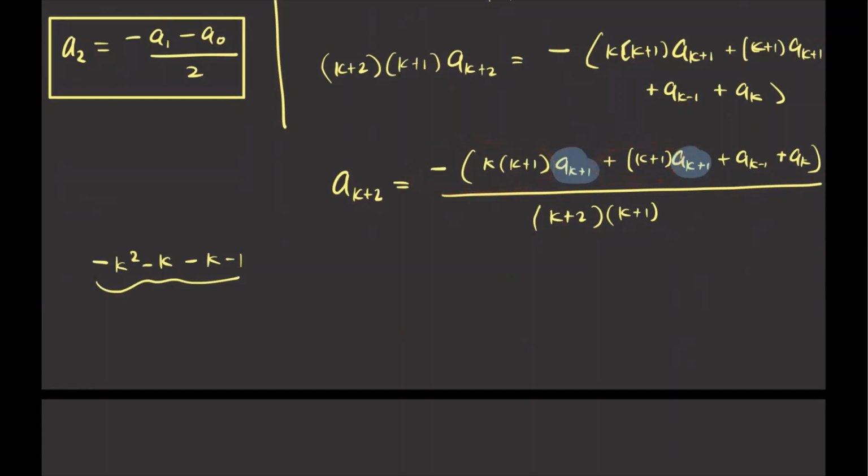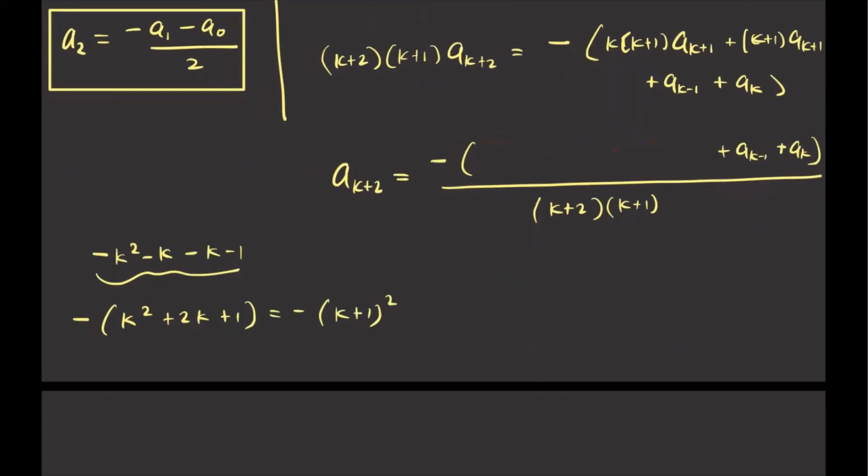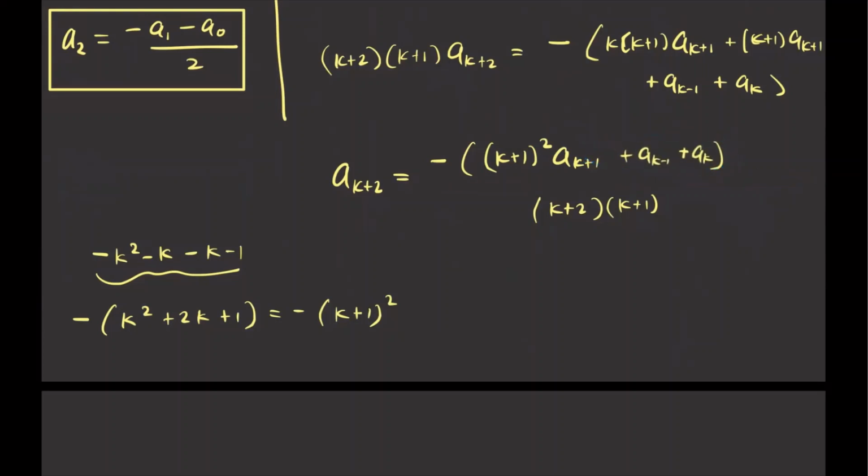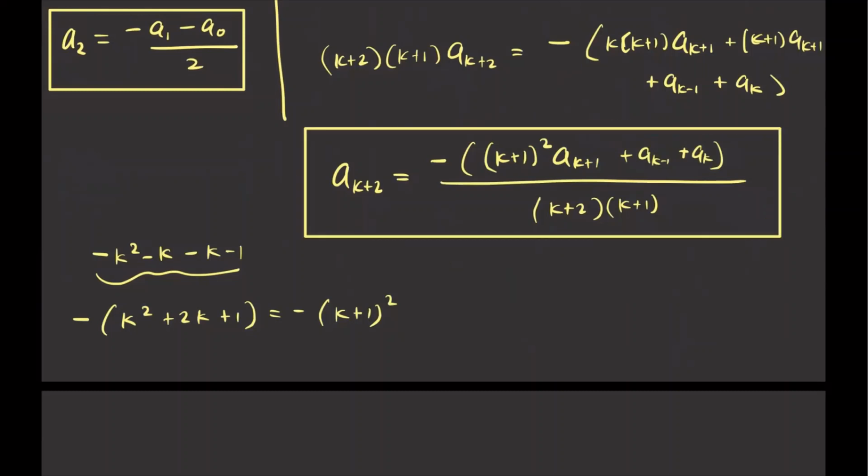And then you can combine. So pull out the negative. I guess we didn't really need to distribute it. So this is k squared plus 2k plus 1, which can be factored into k plus 1 squared. I'm going to replace that in there, and then that will be our recursion formula. So these guys are combined. So that would simply be k plus 1 squared times a sub k plus 1, plus all of these guys right here, and all of it divided by k plus 1 times k plus 2. So this is our simplified recursion formula to give us the coefficient.